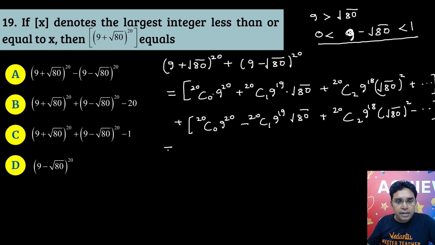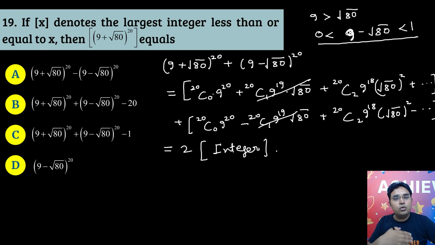So if we add this, you can see this will be cancelled. Term after this will also be cancelled. All other terms will get added and we can write them directly 2 times integer because this 20C0, 20C2 all are integral values and 9 power 20, 9 power 18, then root 80 power 2, all even power of root 80 will make it integer. So this will always be integer here. Okay, so this is what we are getting.